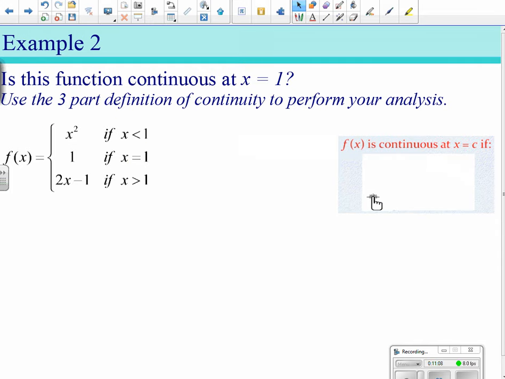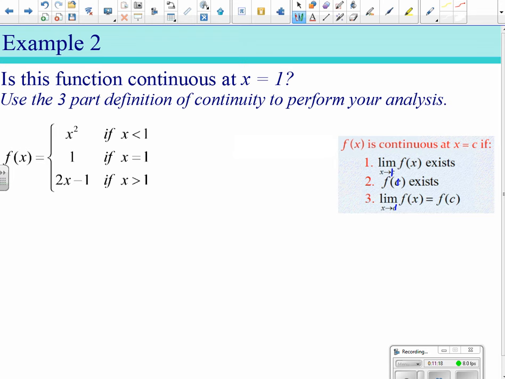Example number 2, we got a three-part piecewise function here. Is it continuous at 1? Well, then I need to look at when c is 1, right? That's what I'm mostly concerned with. Okay, let's look at the limit. The limit as x approaches 1 of f of x, does it exist? I'm going to have to look at it from a left point of view and a right point of view. So let's go one from the right. That would be where x is bigger than 1. That's going to be 2 times 1 minus 1 equals 1.